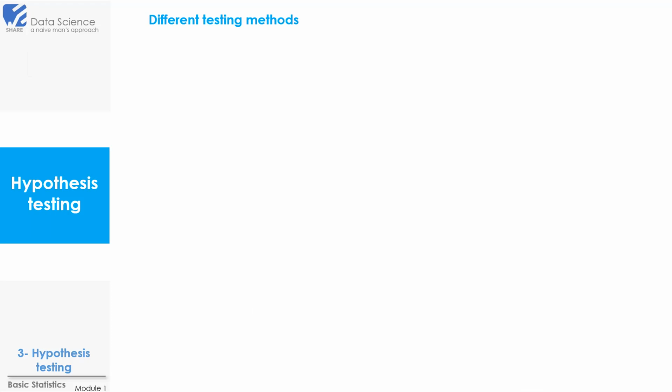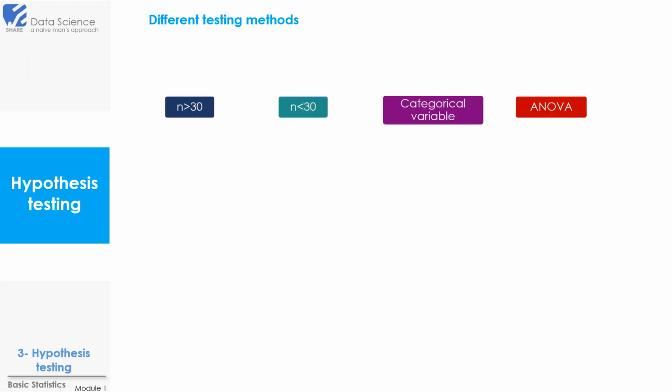Now that we have developed a good understanding of hypothesis testing, let's dive a little deeper and see different types of testing. So basically there are 4 categories that we will be looking at. First is when n, our sample size, is greater than 30. Then the second category is when n, our sample size, is less than 30. Third is when we have a categorical variable. And fourth is Anova testing. So let's see what types of tests we do in each of these categories.